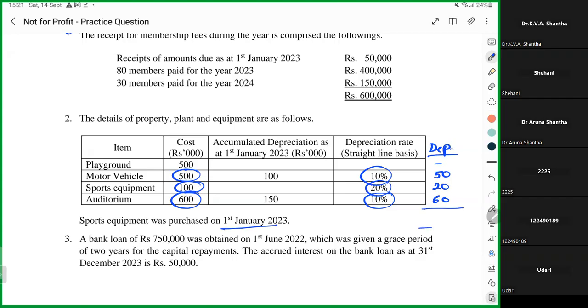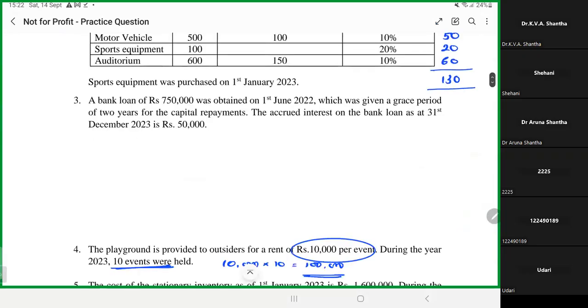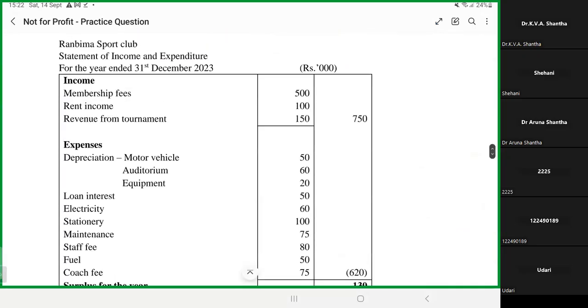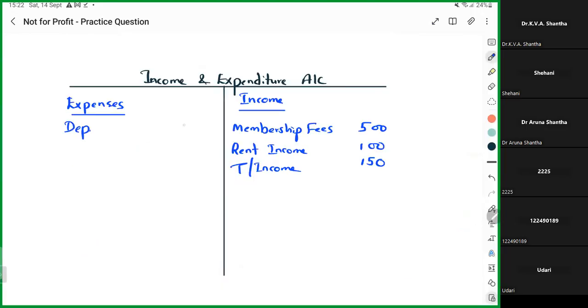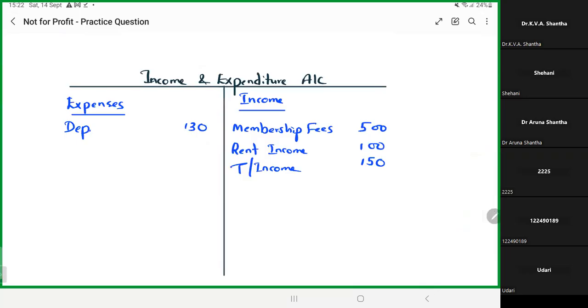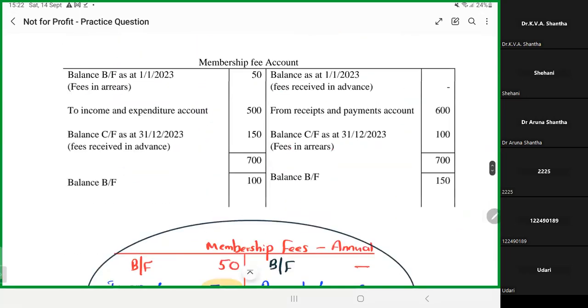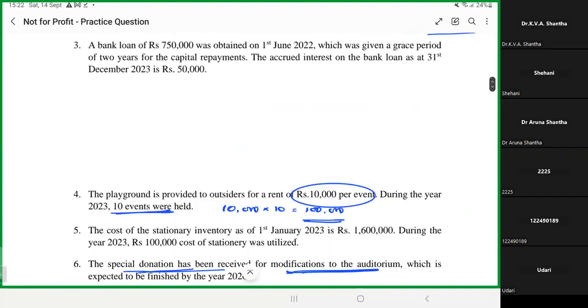Then total depreciation is 130. So 130 depreciation, you can take under the expenses. So we have now completed number 2.